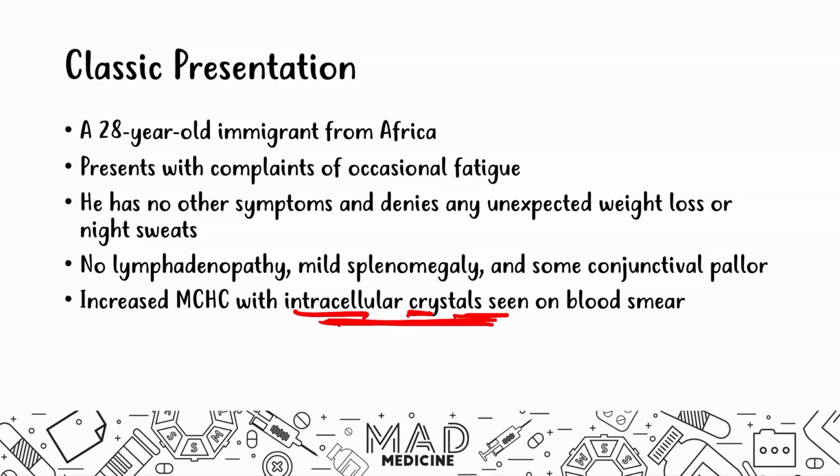Very, very important. Intracellular crystals. Remember, hemoglobin C has the ability to crystallize in the serum, and that is the key giveaway. Okay, this is key giveaway.